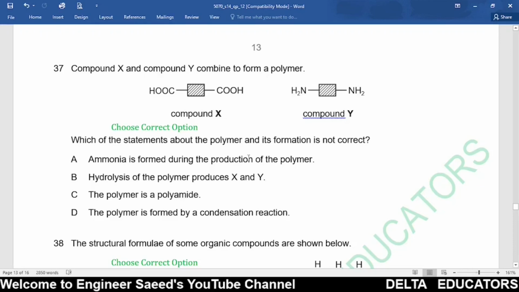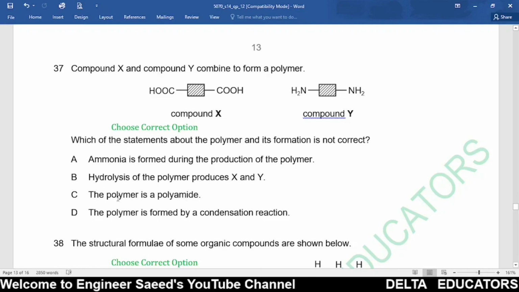Okay, we also check other options. In B it is given that hydrolysis of the polymer produces X and Y. Hydrolysis means addition of a water molecule. Here we removed a water molecule when we made the polymer. So from the polymer, if we have to make X and Y, we have to add that water molecule. Addition of a water molecule to the polymer is called hydrolysis. So by hydrolysis we will get X and Y. So this statement is correct.